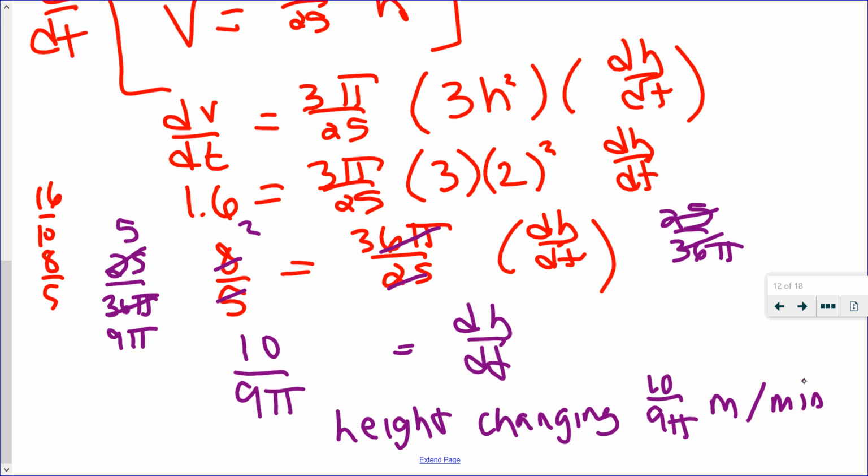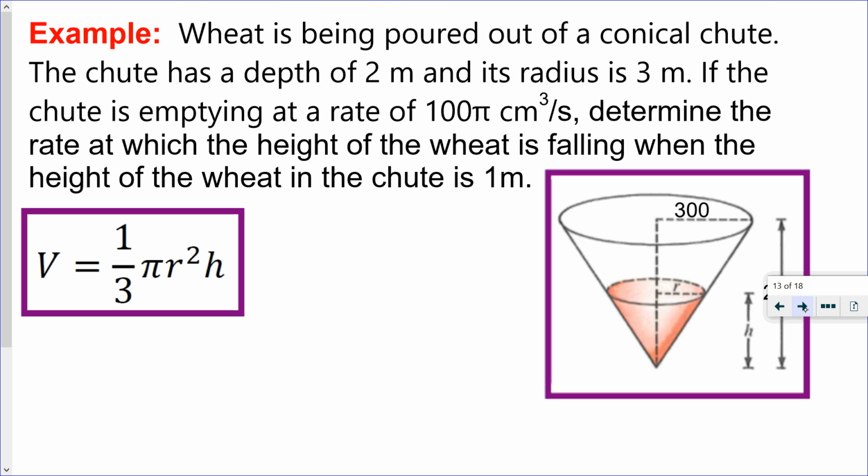Okay, I want to look at a similar question, but this time I want to look at what happens when the volume is decreasing instead of increasing. So in this one here, we have wheat being poured out of a conical chute, conical meaning just cone. Now the chute has a depth of 2 meters and a radius of 3 meters. If the chute is being emptied at a rate of 100 pi centimeters cubed per second, determine the rate at which the height of the wheat is falling when the height of the wheat in the chute is 1 meter.